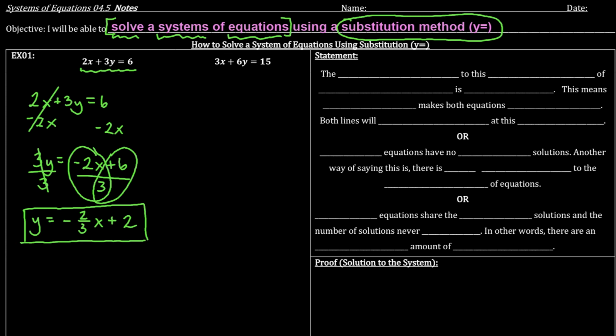So I'm going to take this y and substitute it in for that y. You can't put this equation into the same equation. You have to put it into the other one. So if I made this one say y equals, I'll put the y into this one. So 3x plus 6, and I'll put y equals 15. And instead of y, I want to put all this right here.